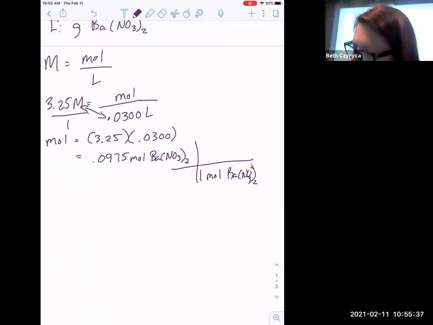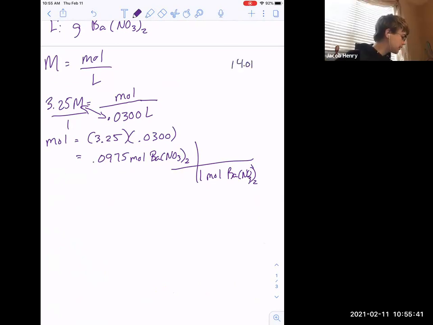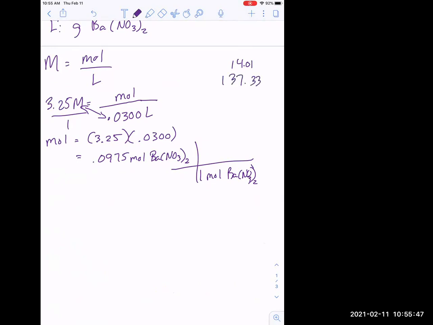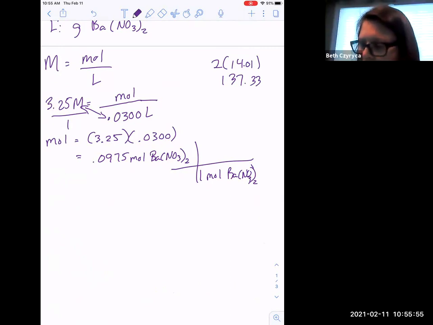I know nitrogen's 14.01 and oxygen 16. Barium is 137.33. Ms. Circa? Yeah. So will the quiz have a problem with molarity or complex conversions? Just the conversion. Okay, thank you.